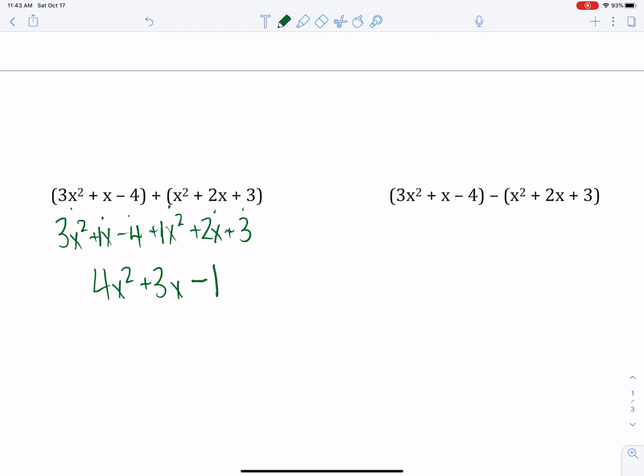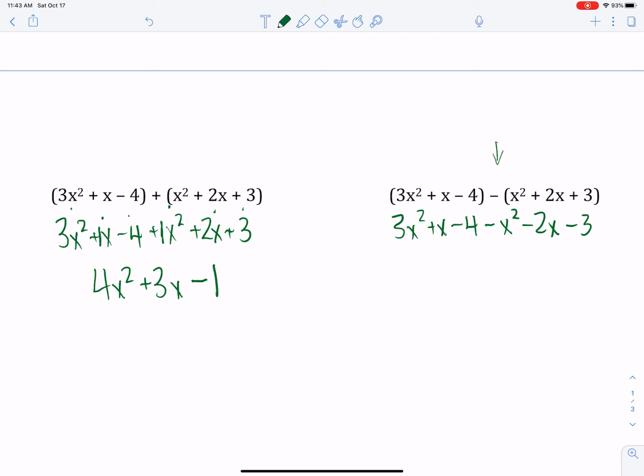Now the next one, there's nothing in front of the first parentheses, so we can leave all those terms alone. But when there's a minus in front of the next parentheses, it means we're going to change the signs. So instead of x squared, it becomes minus x squared. Instead of plus 2x, it's minus 2x. And instead of plus 3, it's minus 3.